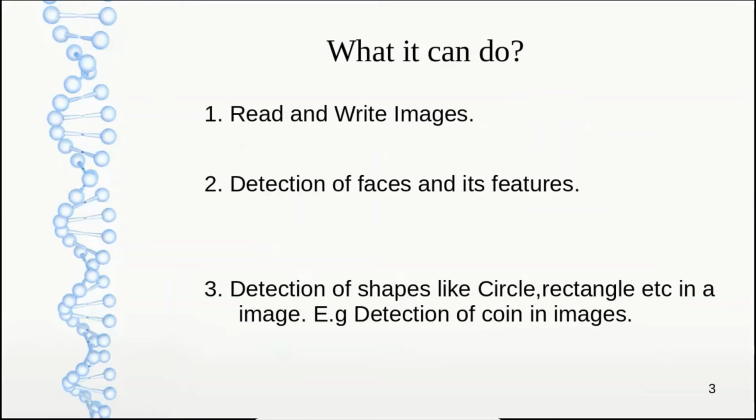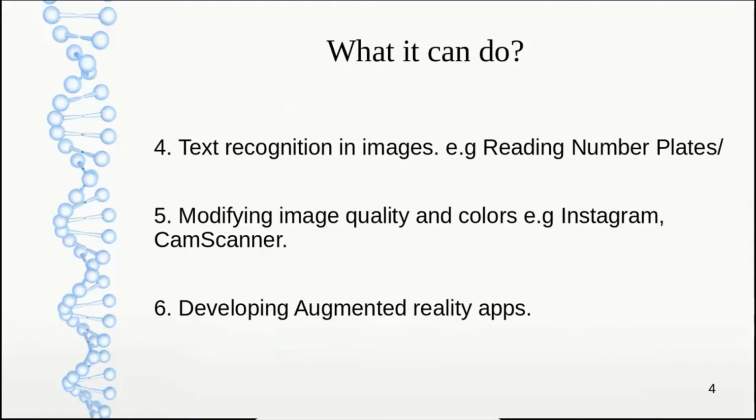Now we're talking about what OpenCV can do. It can read and write images, and we've got examples of that. It can detect faces and their features. We also have eye detection and face detection examples in this course. Third is the detection of shapes like circles, rectangles, etc. in an image. We also have an example regarding this. Then there is text recognition in images, for example reading number plates. You can do that.